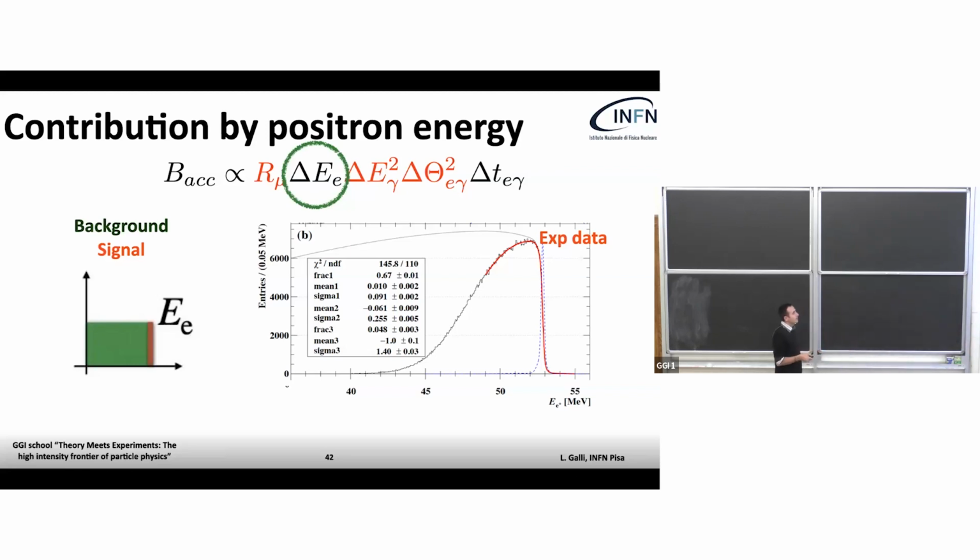And here is how real life is. These are experimental data from MEG. As I said, in light gray, you see the theoretical distribution. Here, with this histogram, indeed, you see the real distribution. And you see that this drops a lot and kind of dies at 43 MeV. And this is the effect of the acceptance of the detectors. And this is quite important for MEG.